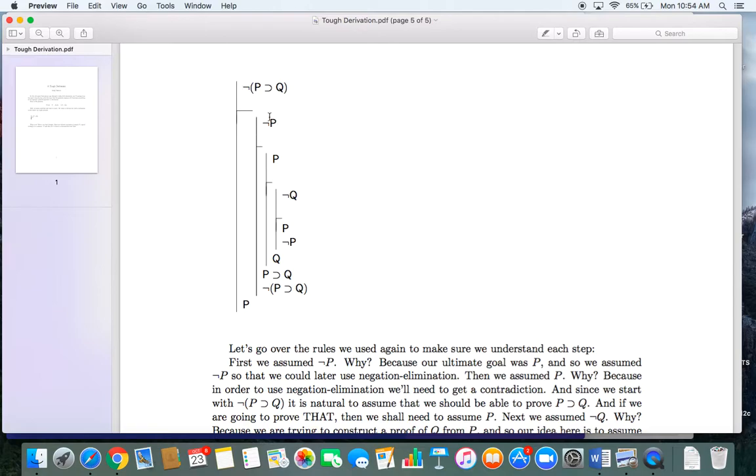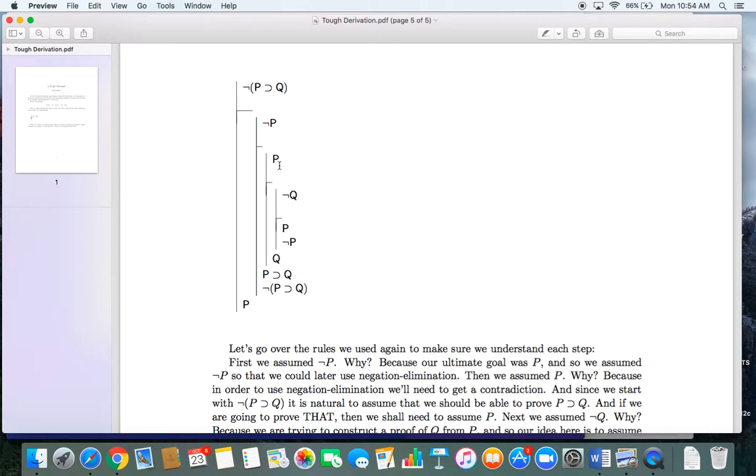So we have to assume not P. Now we need to get a contradiction. How are we going to get a contradiction? Well, most naturally we'll be able to prove P horseshoe Q from not P. And notice, again, semantically, if not P is true, then indeed P horseshoe Q will be true. Right? How do we do that? Well, we're going to have to use horseshoe introduction, which means we're going to have to assume P.